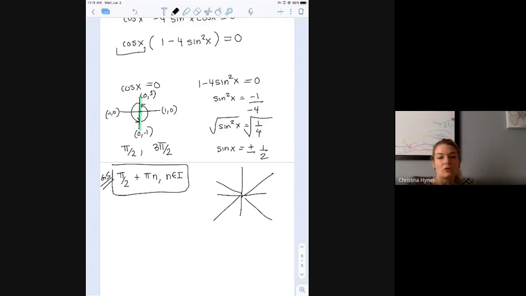Or if you didn't want to memorize the unit circle, you could always go back to degrees and do x equals sine inverse of 1/2. Now, the inverse sine of 1/2 in degrees is 60 degrees. Nope, 30 degrees, sorry. It's 30 degrees, which means that it's going to be pi over 6 in radians.